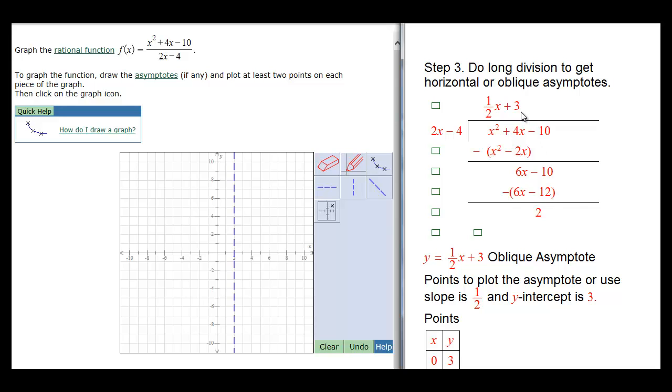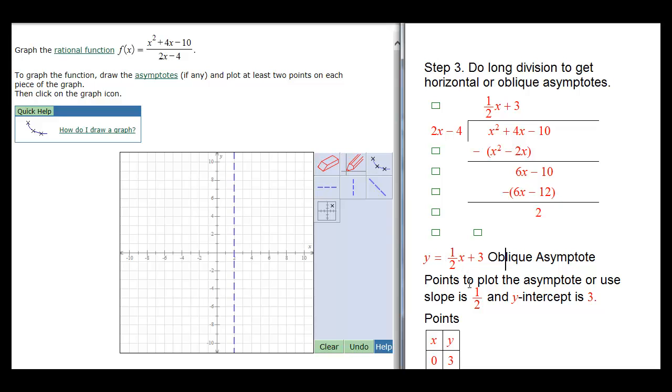2x times 3 will give me 6x. 3 times negative 4 will give me negative 12. And I want to subtract. 6x minus 6x is 0. Negative 10 minus, make it plus 12, will give you 2 as your remainder. So 2 is your remainder. And your quotient is going to give you your asymptote. It is an oblique asymptote since we have a non-zero slope.